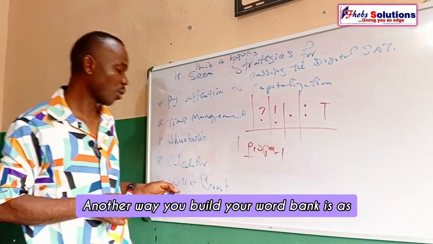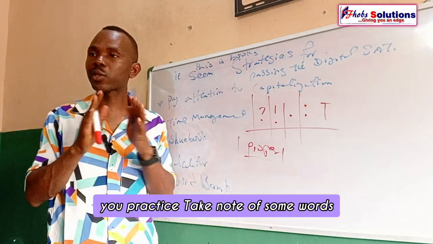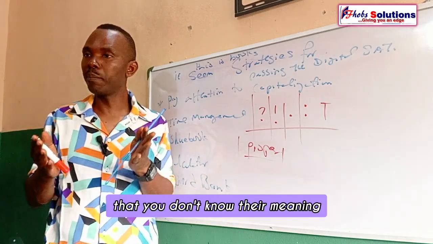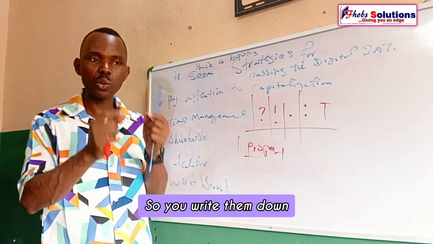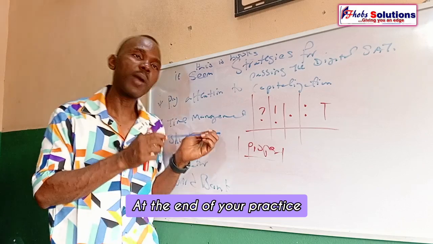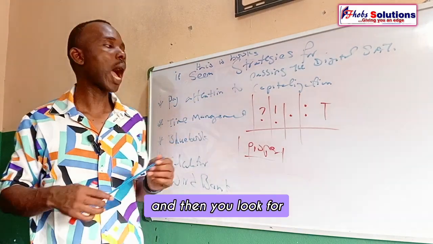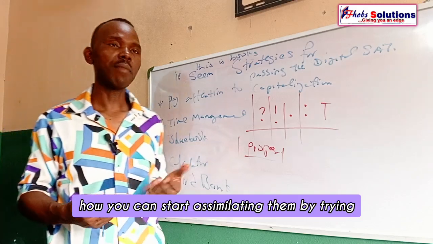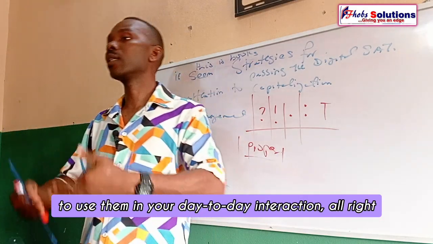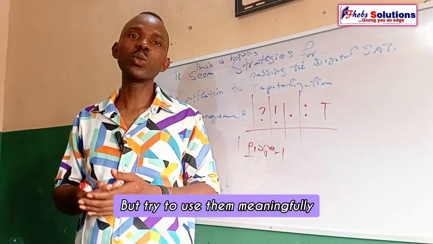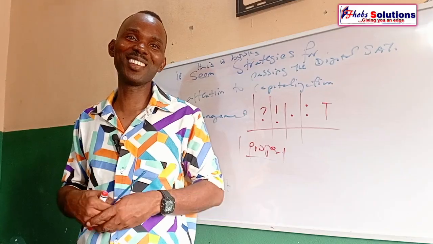Another way you build your word bank is as you practice, take note of some words whose meaning you don't know. You are not familiar with their meaning, or you are not so sure of their meaning. So you write them down. At the end of your practice, you take your dictionary, look at the meanings, and then you look for how you can start assimilating them by trying to use them in your day-to-day interaction. All right? But try to use them meaningfully. Don't use them to intimidate people.